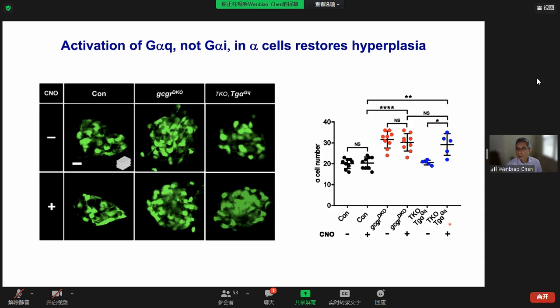So just showing here, in the triple knockout with the transgenic expression of the Gq DREADD in alpha cells, in the absence of the ligand CNO, the alpha cell number is very low, at basal. But in the presence of CNO, which stimulates Gq, we can increase the alpha cell number.